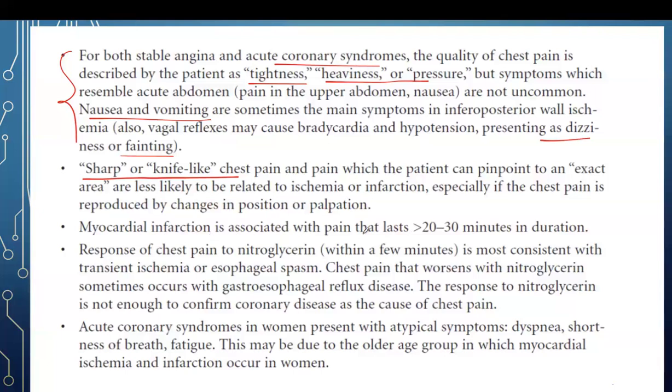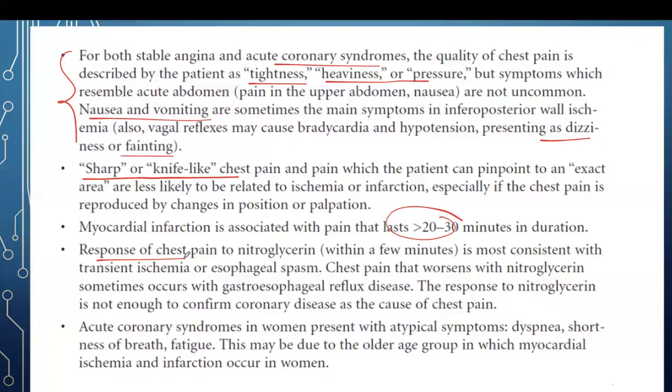Myocardial infarction is usually associated with a chest pain that lasts more than 20 minutes. So we say that in stable angina, the pain duration is less than 5 minutes. Any pain which is more than 5 minutes is not stable angina anymore. It could be unstable angina, could be acute myocardial infarction. We'll talk about all of this, angina and MI, in detail today, so don't worry.